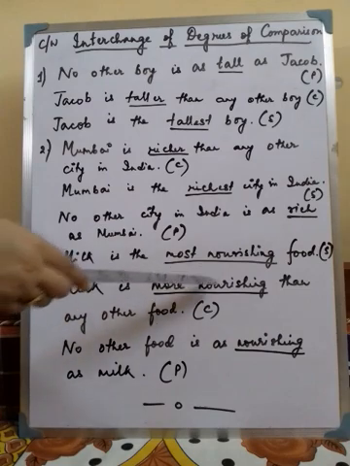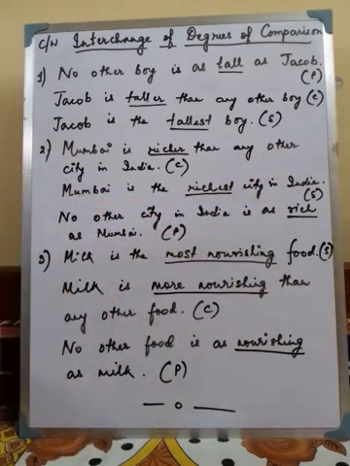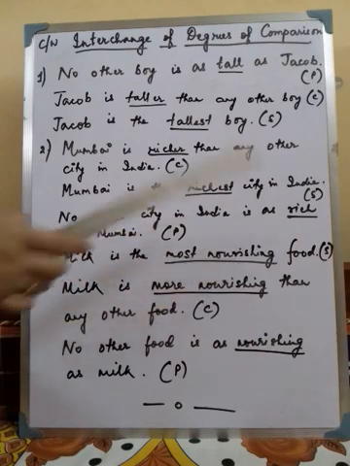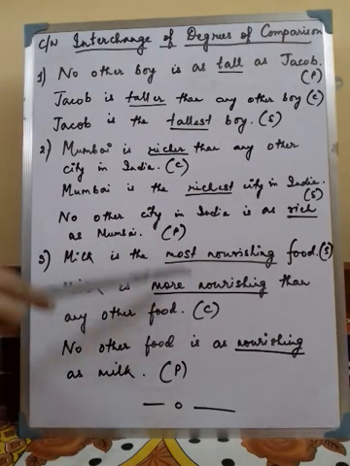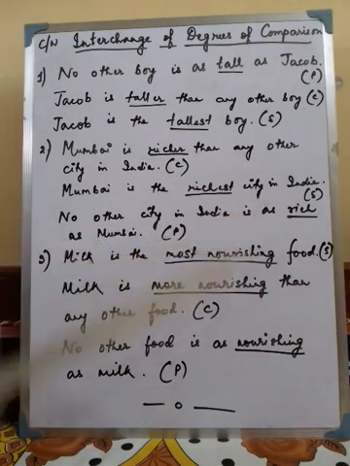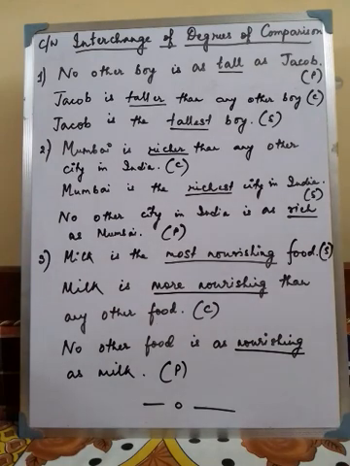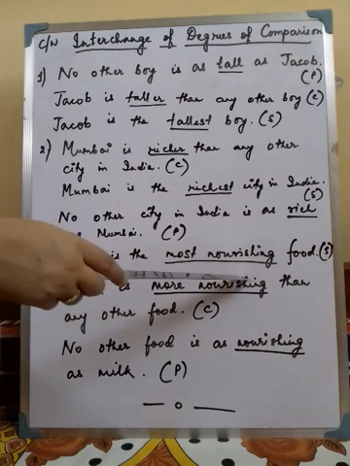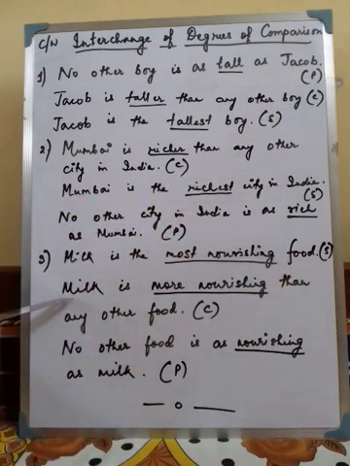Here the sentence is in the superlative degree. Most nourishing is the adjective. Most, because nourishing is a word with more than one syllable. So nourishing, more nourishing, most nourishing. Milk is the most nourishing food. Milk is more nourishing than any other food. Comparison between milk and any other food. Which is the most nourishing? Milk. So milk is more nourishing than any other food.